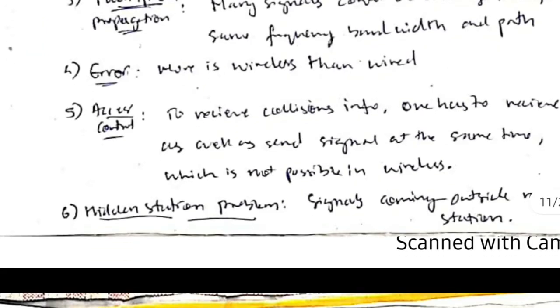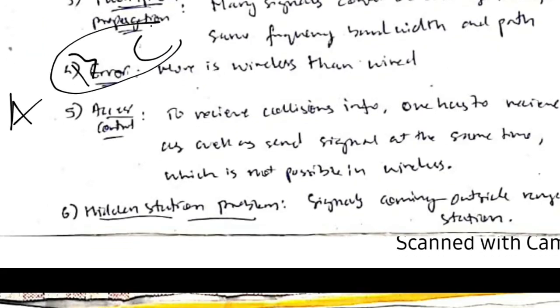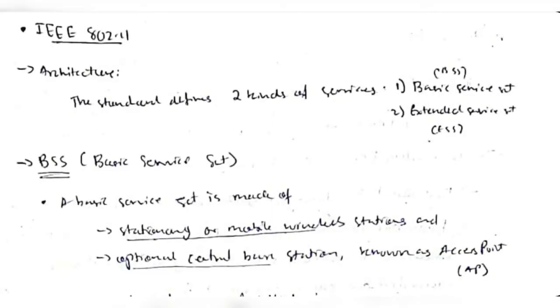And the last one is the hidden station problem. A is here and B is here and C is here, and this is the range of B, and sometimes C will receive the signals from A through B. So that will cause the hidden station problem.